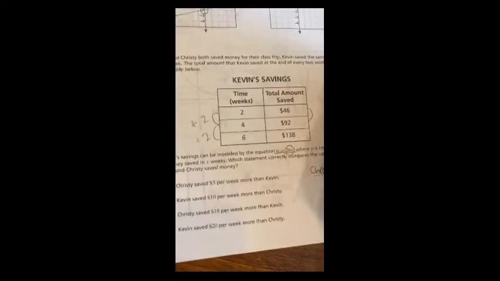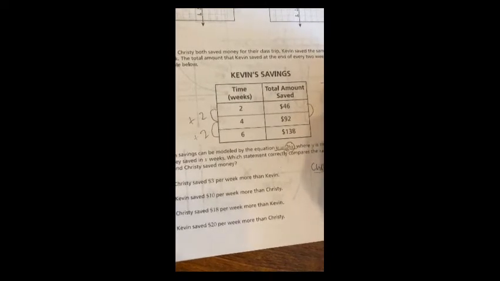What is 92 minus 46? We have 46. So the change in y over the change in x, so each time he is saving 46 plus 46.